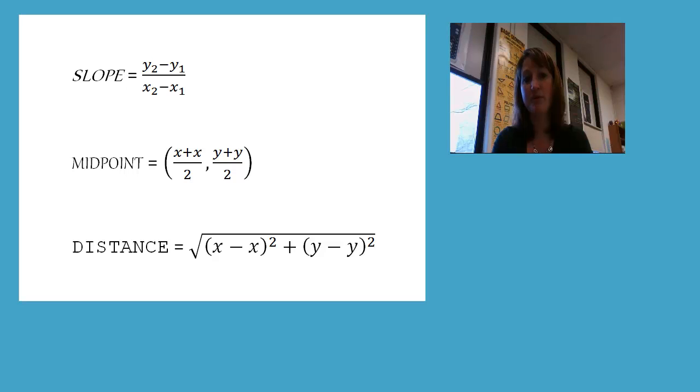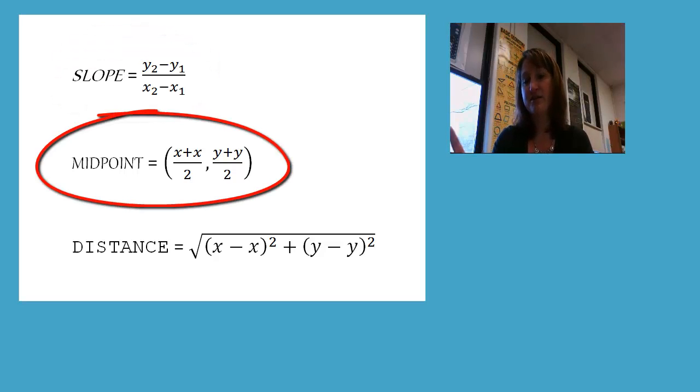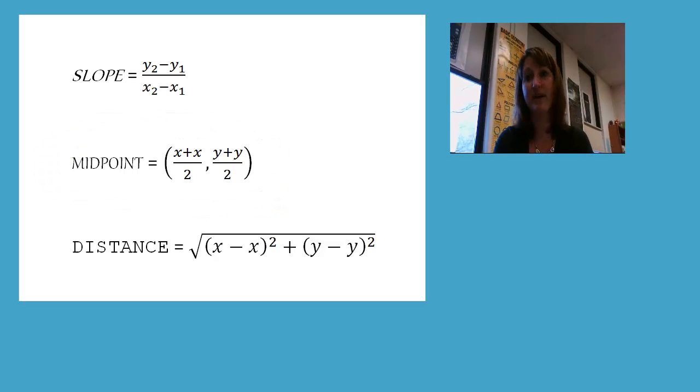Really, there's three big formulas we're going to use: slope, midpoint, and distance. Slope is equal to y2 minus y1 over x2 minus x1. So remember, change in y over change in x. Midpoint, you want to find the middle of the segment. So you take the x values, add them, divide by 2. Take the y values, add them, divide by 2.